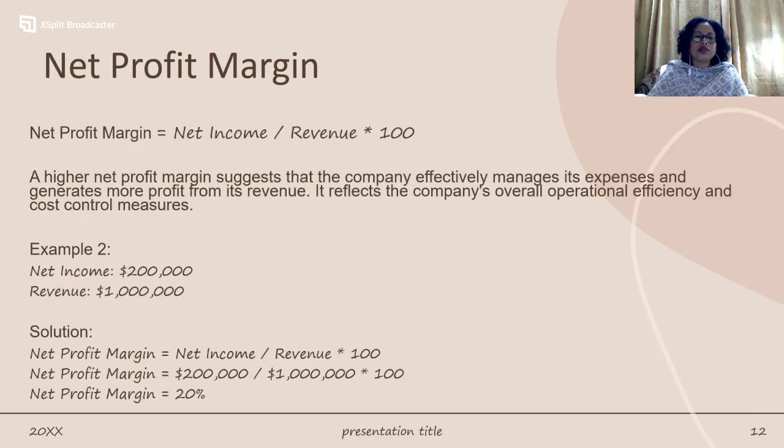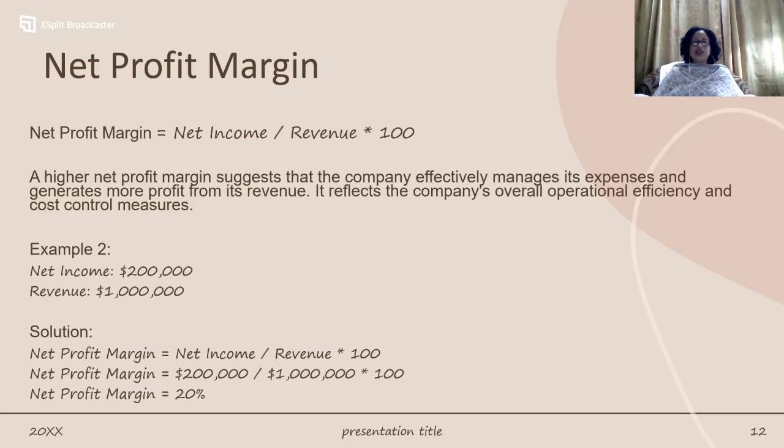Net profit margin, same. The formula is net income by revenue into 100. A higher net profit margin suggests that the company effectively manages its expenses and generates more profit from its revenue. It reflects the company's overall operational efficiency and cost control measures.